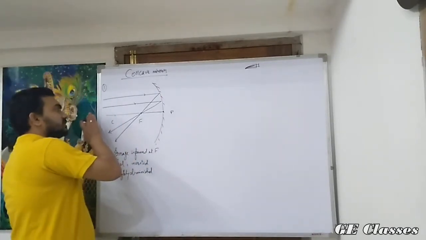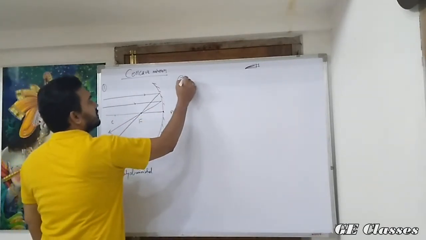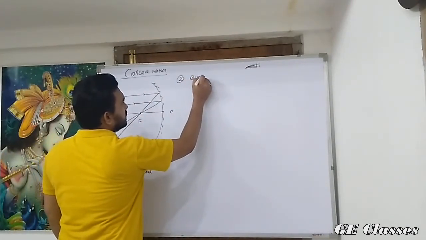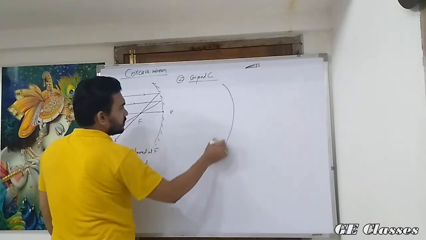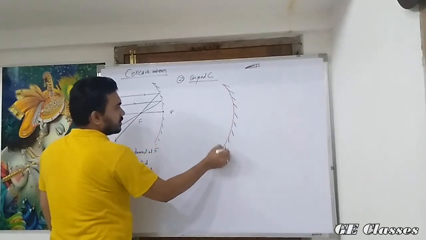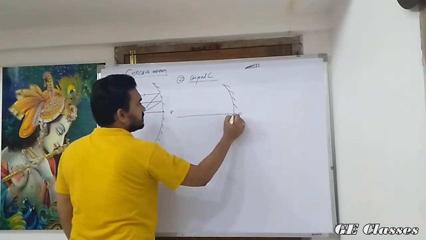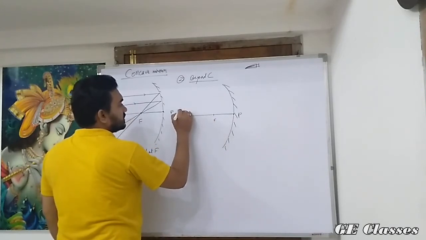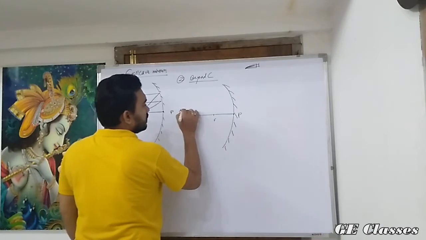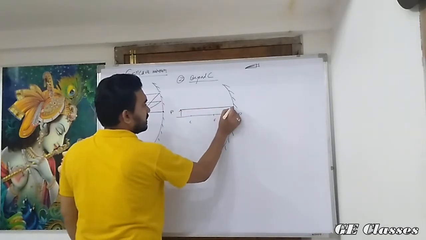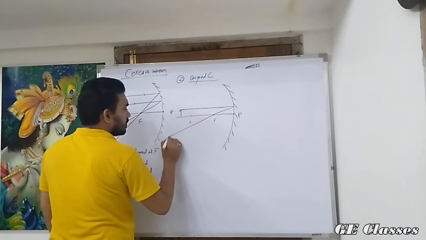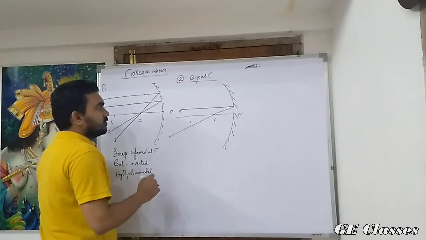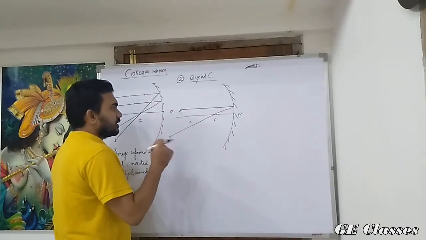Next we bring the object a bit nearer to the mirror, somewhere beyond C. This is the mirror, this is the principal axis, pole, focus and center. If this is my object, then one of the rays must come parallel and reflect out through the focus. Now the other one we have to take in such a way that they form a justified image.